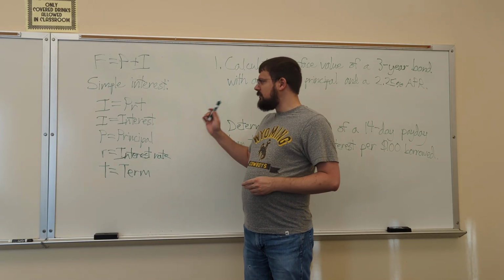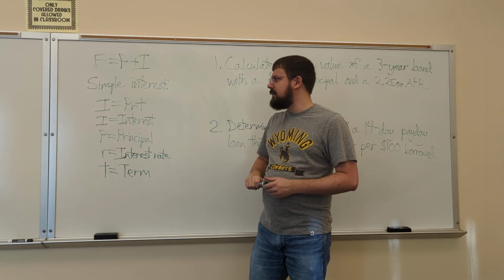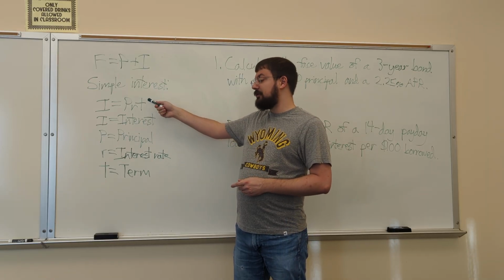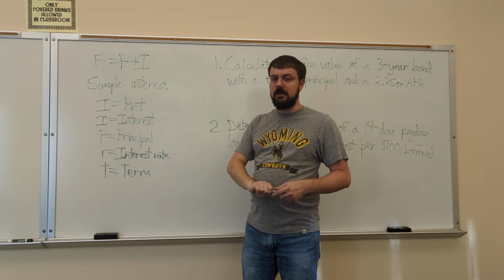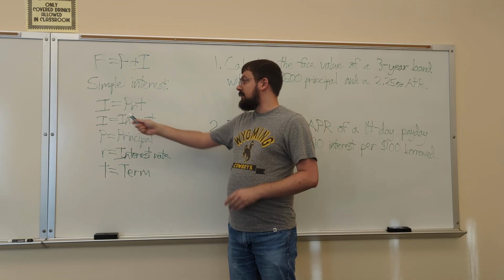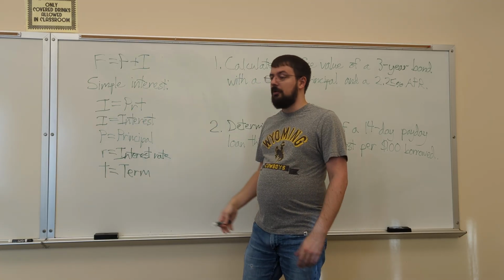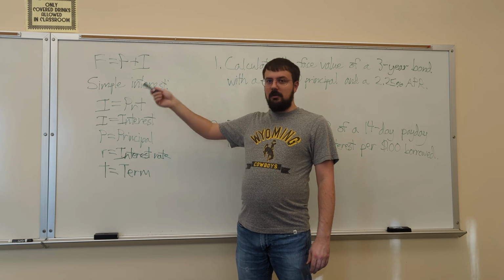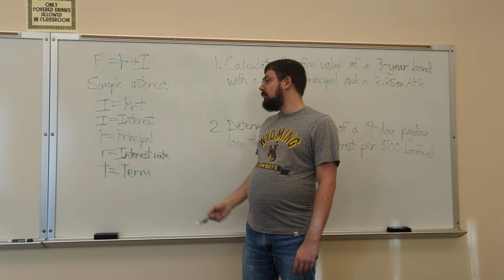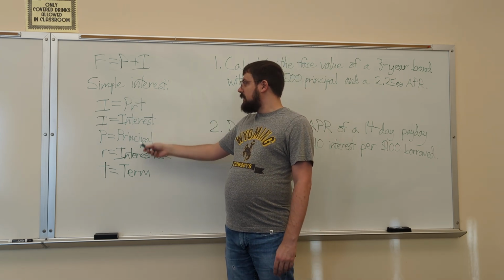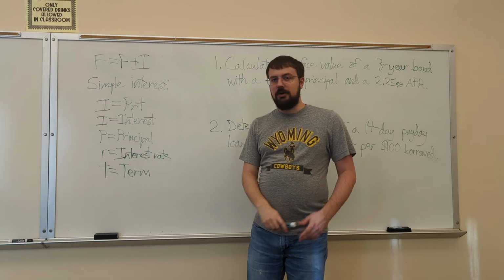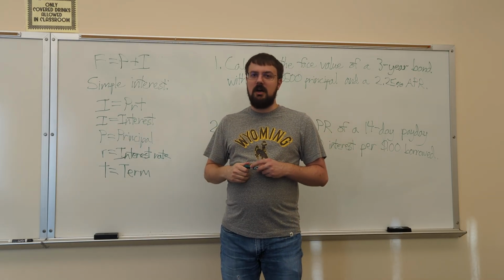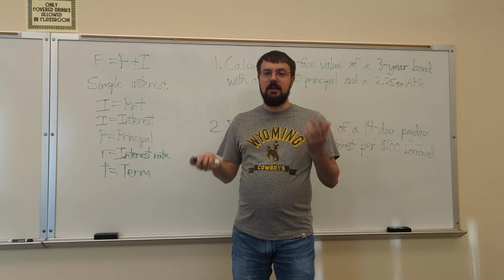So when we are calculating simple interest, we use this simple formula right here, or simplest interest formula right here, I equals PRT. So I is the interest that we're paying or earning. P is the principal, the initial or original amount that was borrowed. R is our interest rate, and T is the term, which is basically just the length of time that the money is borrowed for.